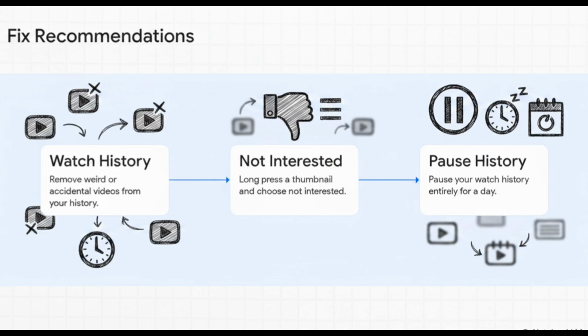And step 3 is a total lifesaver. If you know you're about to fall down some bizarre midnight rabbit hole or you're handing your phone to a toddler who's obsessed with toy unboxing videos, just pause your watch history entirely for the day. It takes literally 3 seconds, and it prevents weeks of algorithmic confusion.